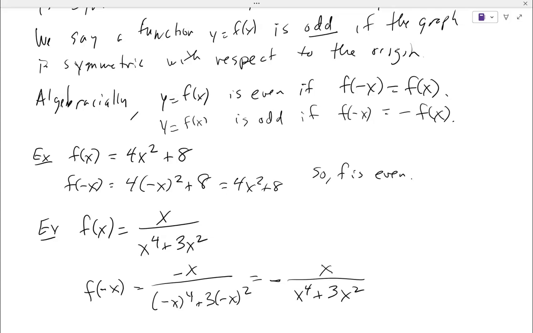Do we have exactly the same thing we started with? No. Do we have exactly the opposite of what we started with? Yes. So what will we say this function is? Odd. Good.